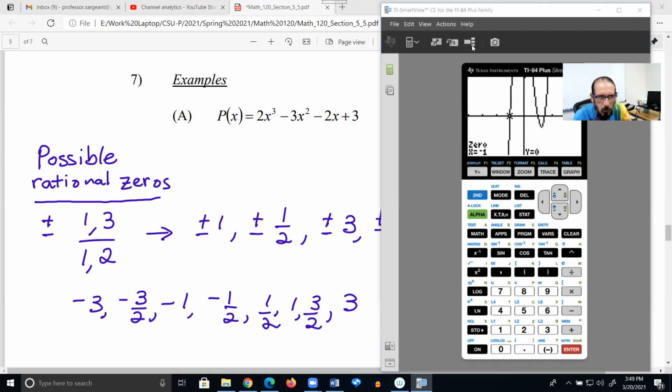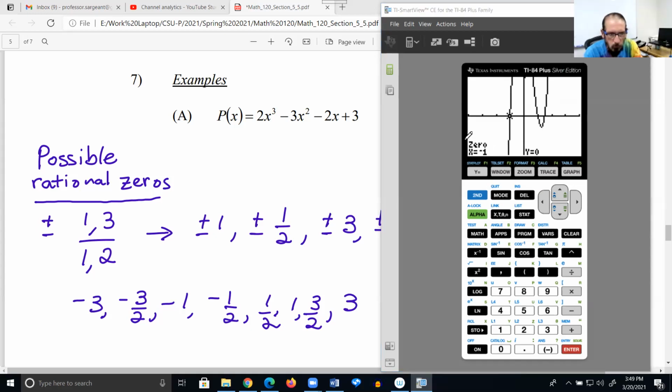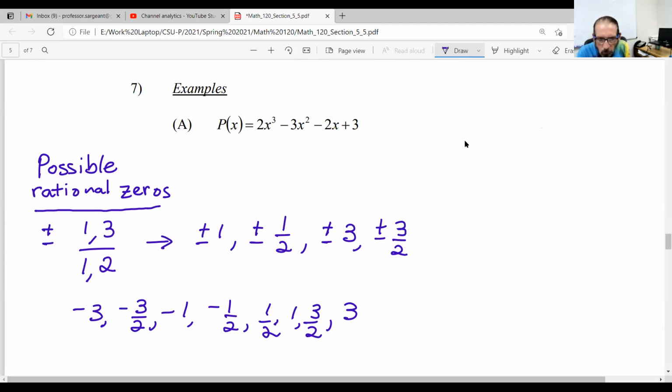So trying out the -1. We don't have any missing powers of x. It goes 3, 2, 1, 0. So 2, -3, -2, and 3. You bring down the first entry to the very bottom, and then it's multiply and add. Multiply and add.